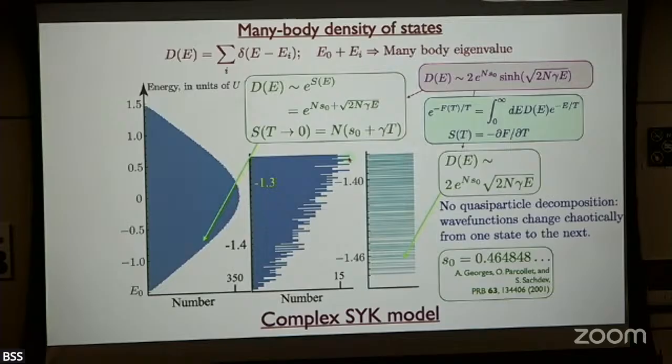Where is the ground state entropy coming from? No, I was very careful not to call it a ground state entropy. It's a zero temperature entropy. It's in the microcanonical sense. These are the microcanonical states. Yes, it may have a twofold degeneracy with some global symmetries, but that's it.